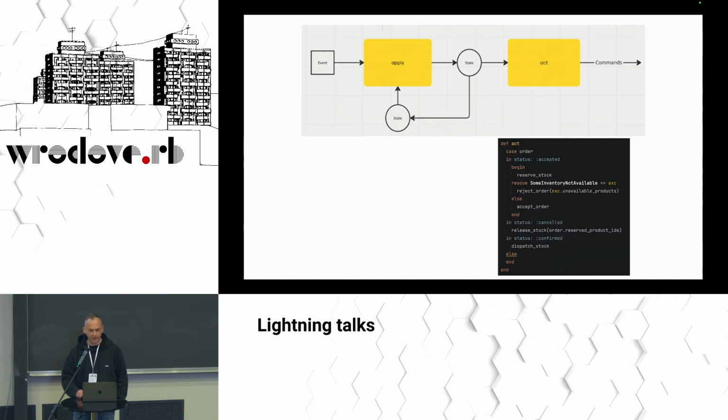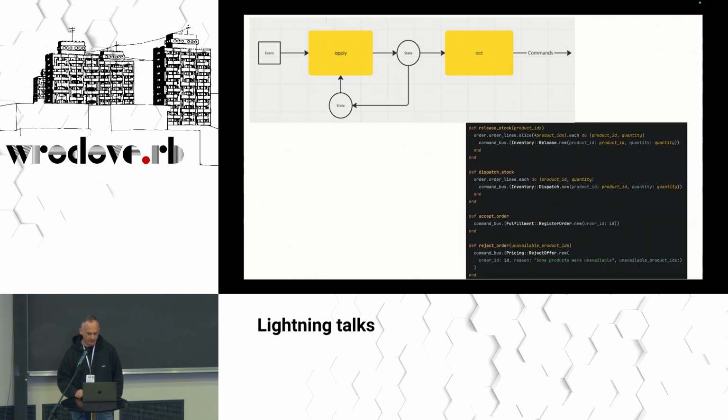And then there is this act, so making the decision, that's the 4th part, where we decide based on the status what we do right now. So in the reservation process, based on the state, we can reserve, we can reject the order, or we can accept the order, we can release the stock, we can dispatch the stock. So we orchestrate those 3 different domains of pricing, fulfillment, and inventory. And the commands are returned, and then they are passed to the command bus to be executed.